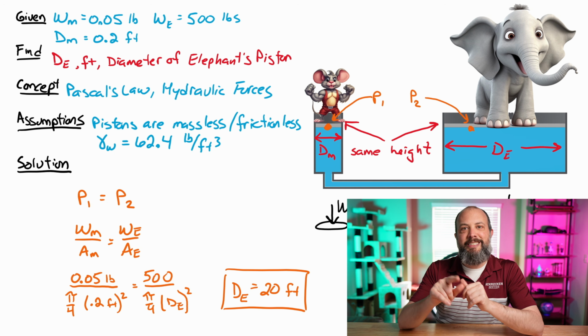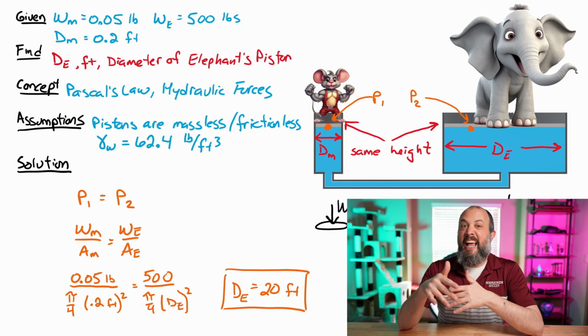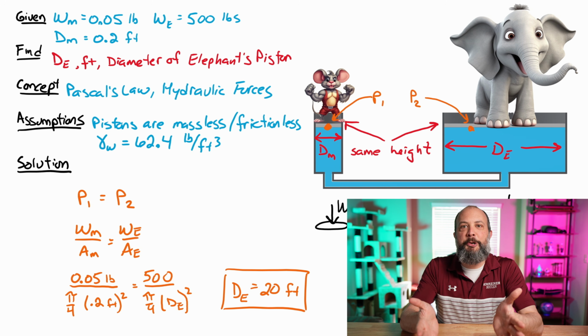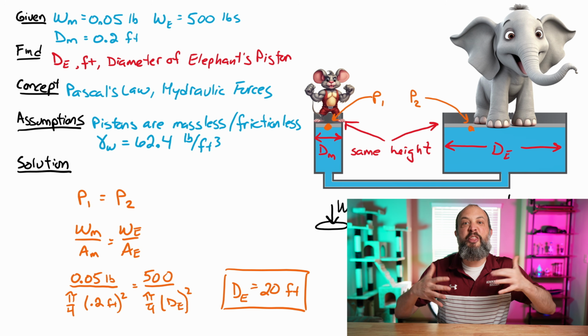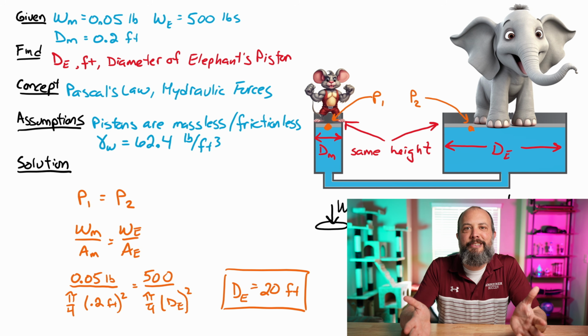Doubling the diameter doesn't double the mechanical advantage, it actually gives 4 times the mechanical advantage, 2 squared. So a 100 times larger piston gives 10,000 times mechanical advantage. But even still, 10,000 times mechanical advantage was not really enough to give a realistic size for this problem. So let's help the mouse out a little bit.